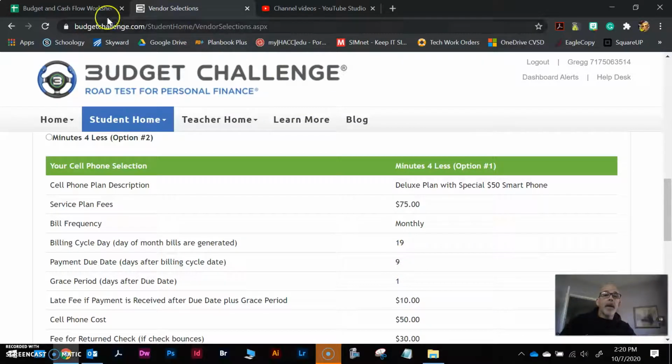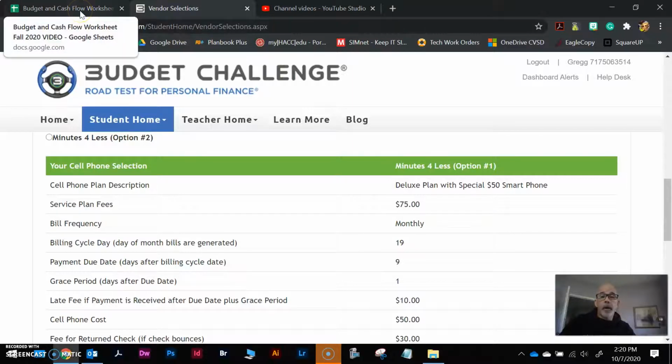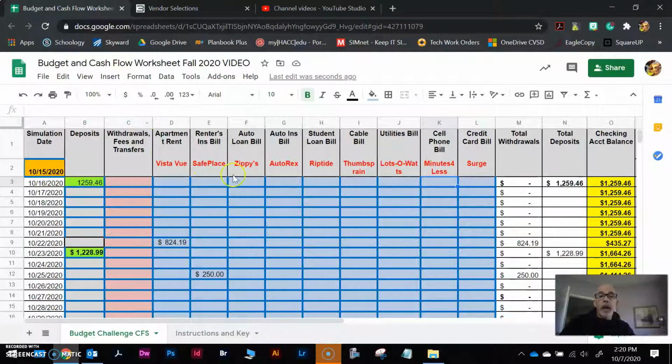So I'm going to switch back over to my cash flow worksheet here, and I want to find my Minutes for Less. I want to come down here to the date that it's going to be due. Again, it comes out on the 19th, and I have 9 days, so that pushes me up to October 28th. So I'm going to come up here to October 28th.